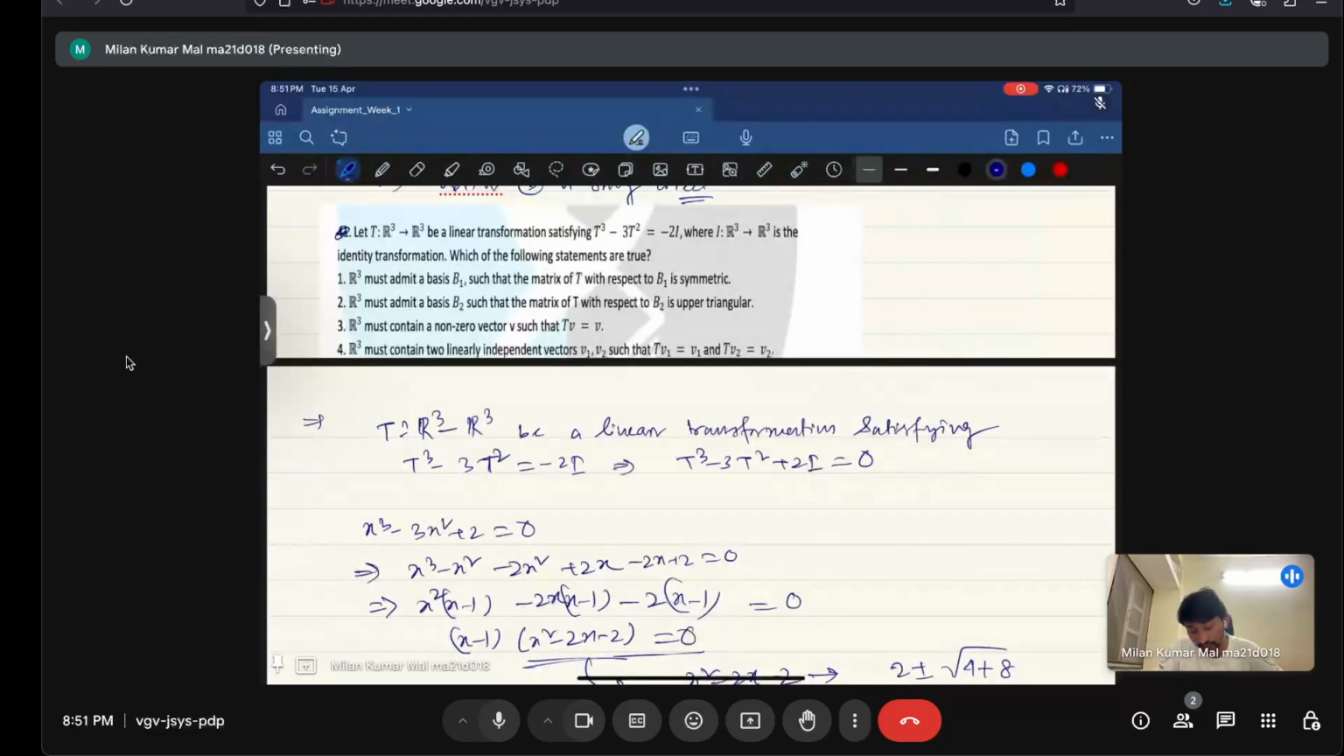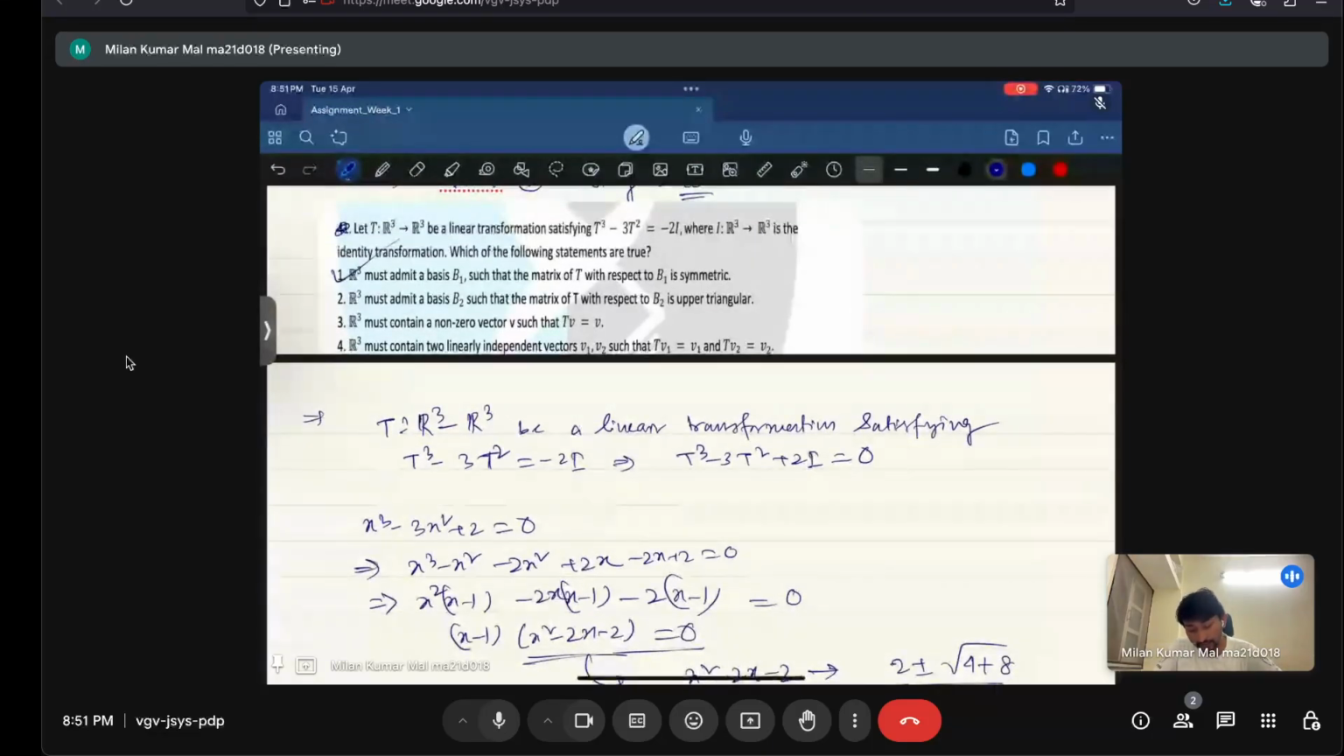So what are the options? Let's read. R3 must admit a basis B1 such that the matrix of T with respect to B1 is symmetric. That's true, at any cost we should have this one. And second is that R3 must admit a basis B2 such that the matrix of T with respect to B2 is upper triangular. That is also true.